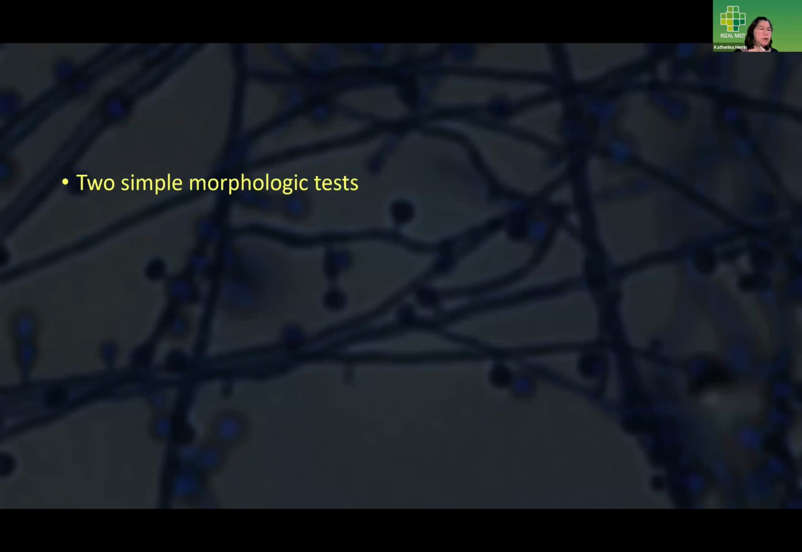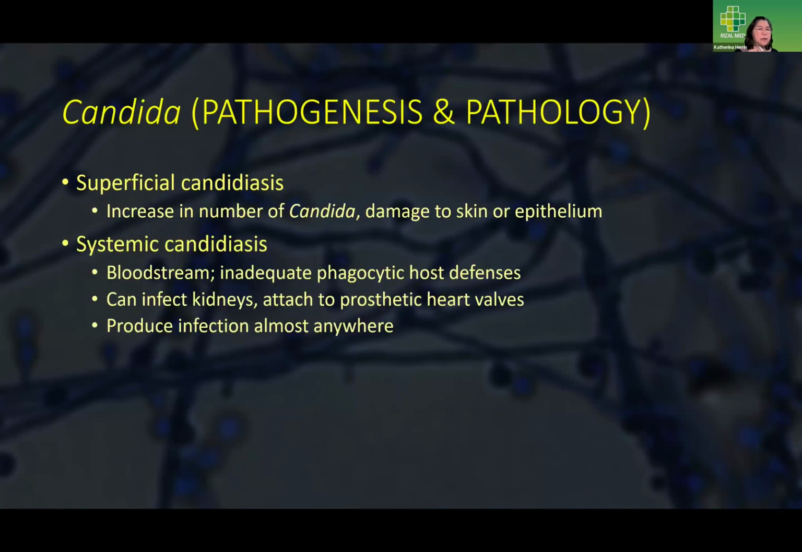Two simple morphologic tests distinguish C. albicans from other species. One, after incubation in serum for about 90 minutes at 37 degrees centigrade, the yeast cells of C. albicans will begin to form true hyphae or germ tubes. And two, on nutritionally deficient media, it produces large spherical chlamydospores. Sugar fermentation and assimilation tests can be done to confirm the identification of other species of Candida.